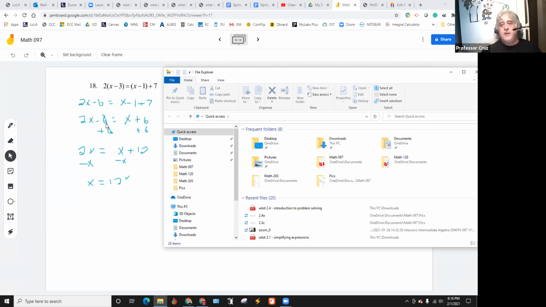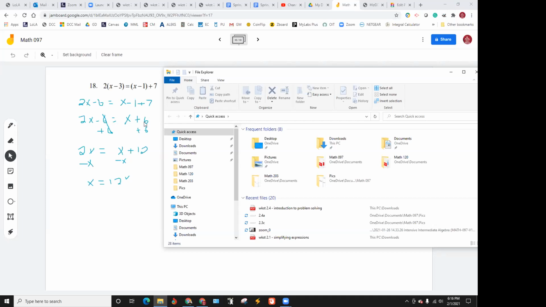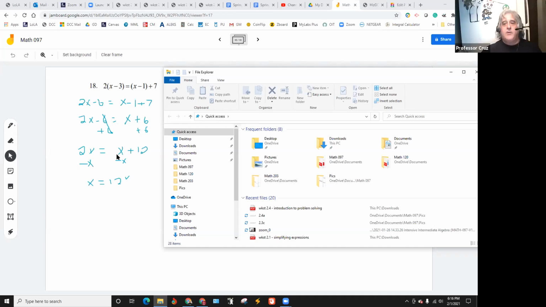So it's 2X minus 6 is equal to X plus 6. And then, like I said, I get rid of the -6 by adding 6, so I add 6 over here. That's where I get the 12. Then I got 2X is equal to X plus 12. I got this X to take care of, so I undo it. X is equal to 12.